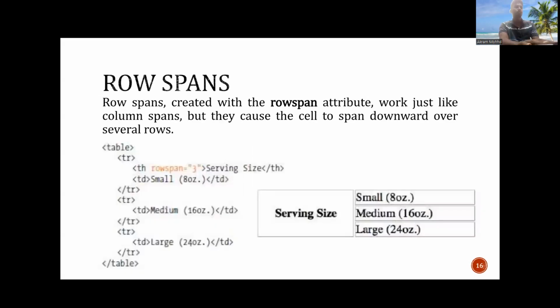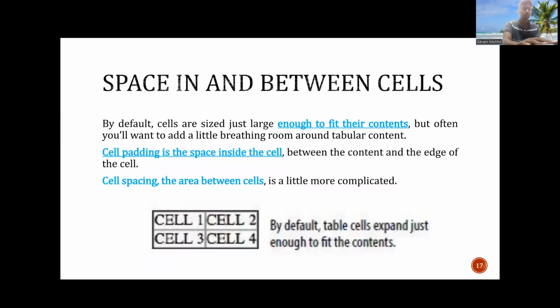Next is the rowspan. Rowspan is created with the help of the rowspan attribute. It works just like colspan, but it causes the cell to span downwards over several rows. In this specific table, we have used rowspan as 3, which takes the space of 3 rows.